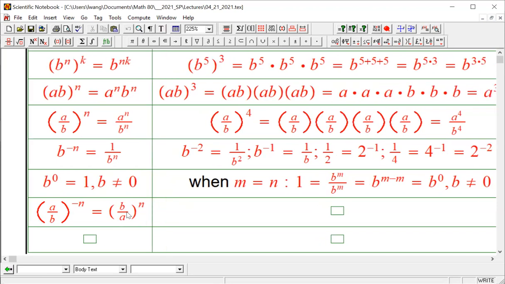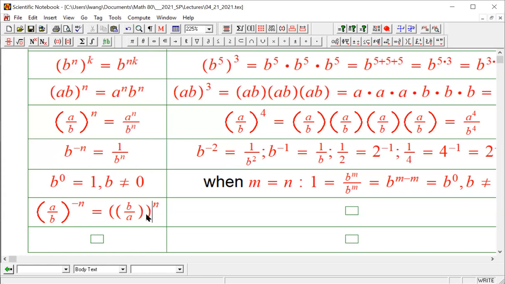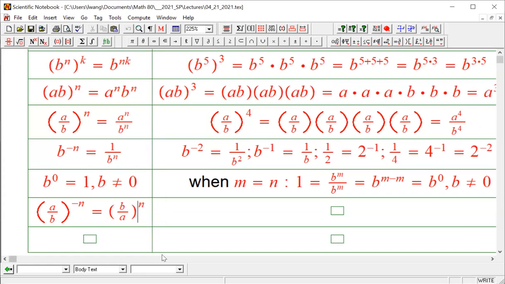Okay. This expression is a little bit weird. Let's see if I can make it nicer. No difference. Okay, never mind. No big deal.